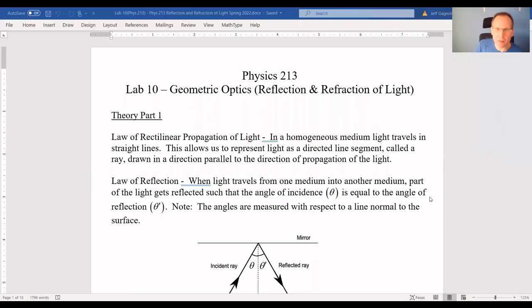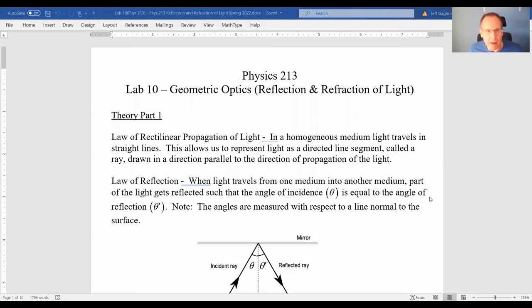Hello, everyone. Welcome to Physics 213. This is Lab 10, which is going to be the first of two labs on geometric optics, where we talk about reflection of light off of mirrors and also refraction of light through glass and also through water.